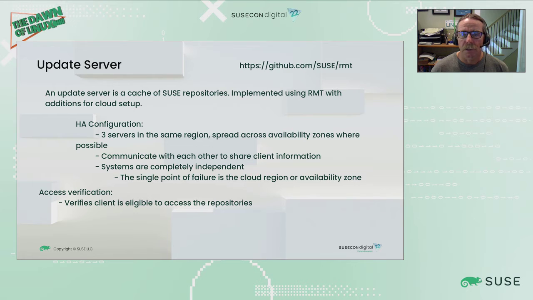The update servers use RMT technology. RMT is a repository management tool, an open source project by SUSE. And again, you can see the GitHub link in the upper right-hand corner. The servers are set up in an HA configuration. There are at least 3 servers per region, and these are spread across availability zones where possible. The servers communicate with each other to share the client information, and the systems themselves are completely independent, such that there is no single point of failure.